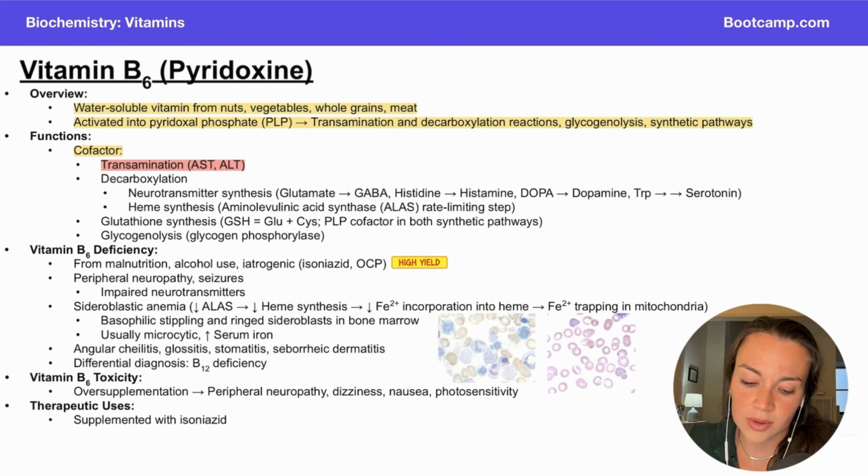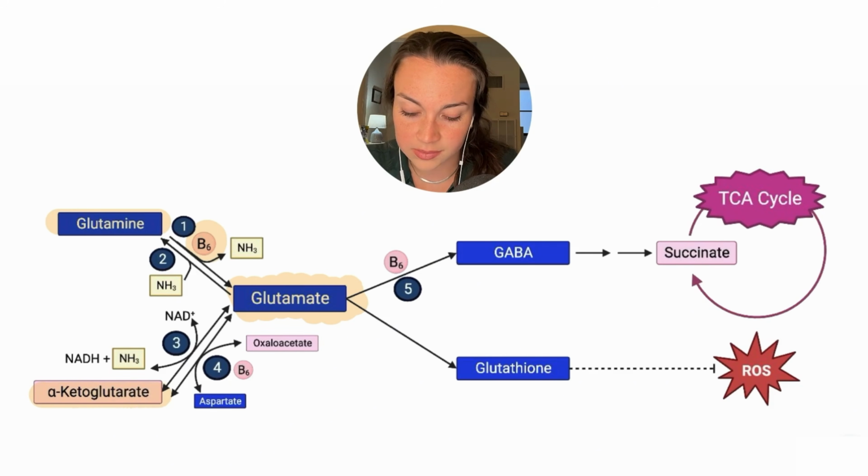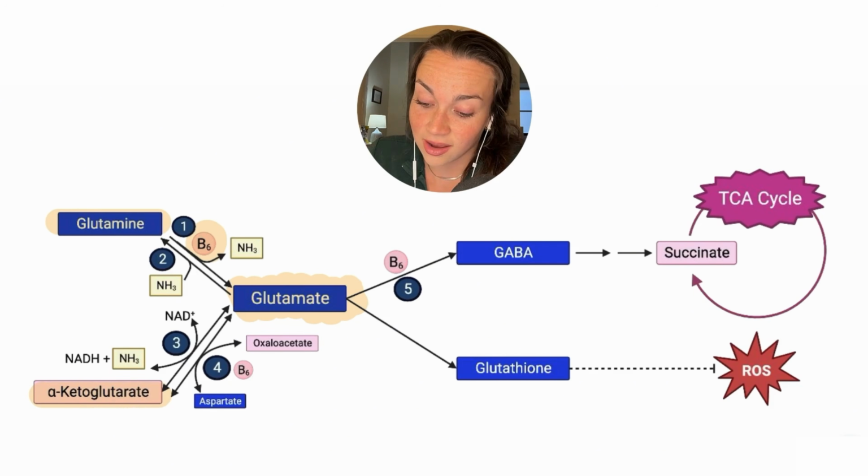The next we'll talk about are decarboxylation reactions. Decarboxylation reactions are reactions that remove a carboxyl group from a molecule in the form of carbon dioxide, CO2. One example that you've seen of this is the decarboxylation reaction that we see in neurotransmitter synthesis. For example, here's our neurotransmitter glutamate, and we can see vitamin B6 involved not only in the synthesis of glutamate from glutamine, as well as from alpha-ketoglutarate, but then also in the synthesis of GABA, another neurotransmitter, from glutamate.